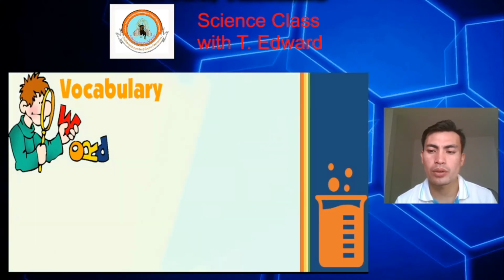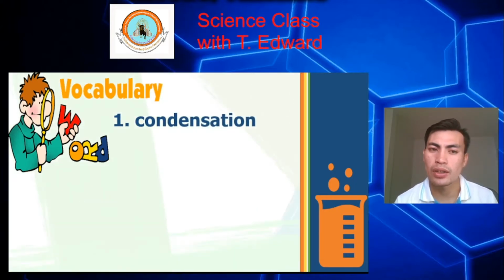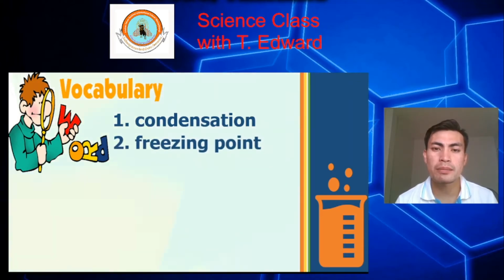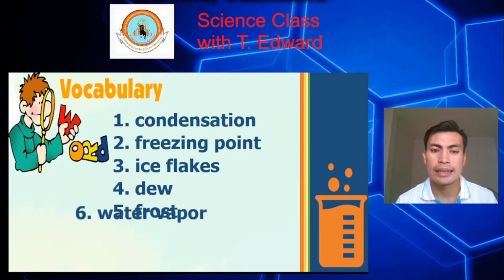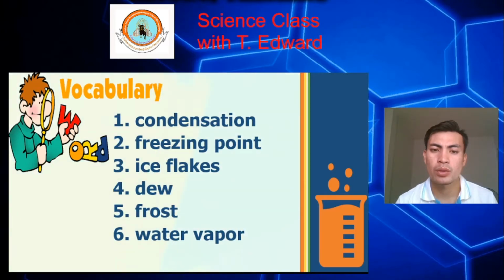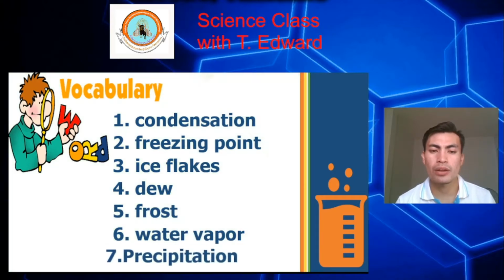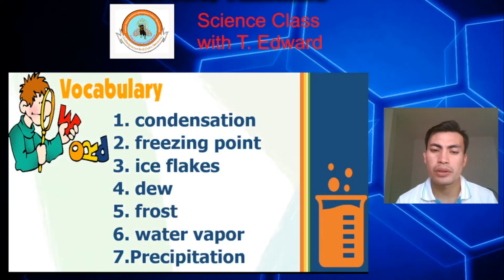So at this point in time, I request all of you to turn on your microphone and read, or repeat each word after I read them, okay? So the first word is condensation. Can you say it louder? Condensation. Number 2, freezing point. Number 3, ice flakes. Number 4, dew. Number 5, frost. Number 6, water vapor. Lastly, number 7, precipitation.